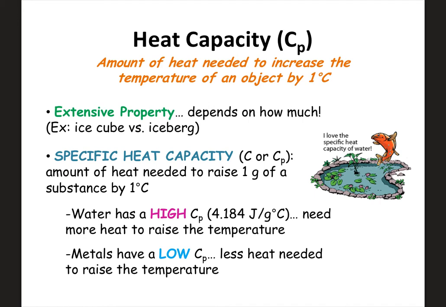Heat capacity, or CP, is the amount of heat needed to increase the temperature of an object by 1 degree Celsius. So if you wanted to raise the temperature of an object by 1 degree Celsius, how much heat would you need? This is obviously an extensive property because it's going to depend on the amount present.